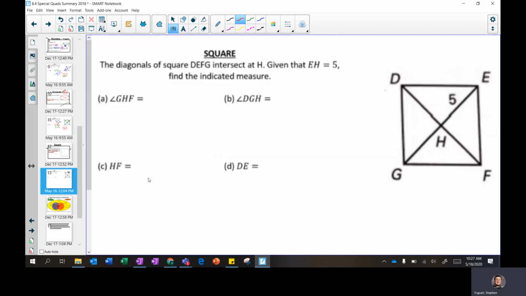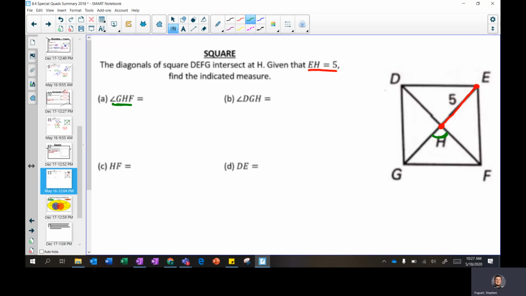So here we have a very simple drawing. EH is 5. That is the only identified given that they told me. So that might seem kind of confusing, but we want to keep in mind that we actually know a lot about a square without actually knowing any measurements. Let's go through the first few of these. GHF is the first angle they want us to find. So GHF is this angle right here.